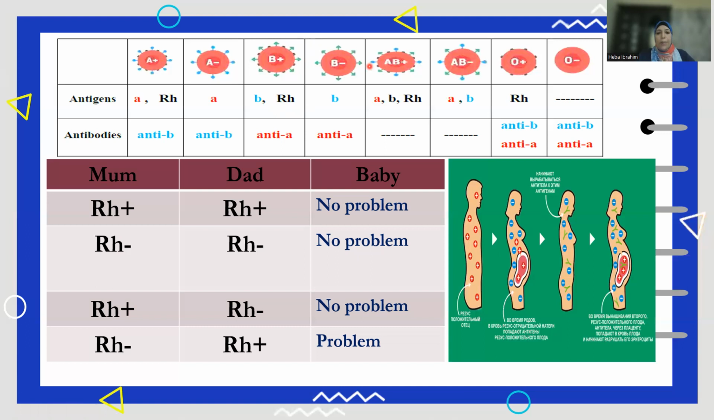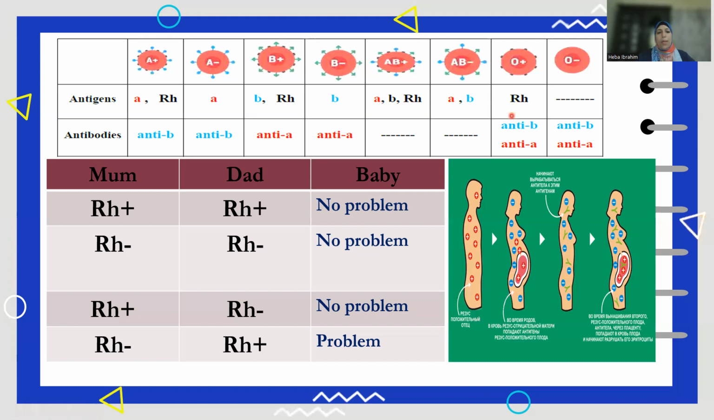So here, our universal donor will be O negative only. Why? Because O positive has Rh. O positive may donate blood to the positive groups only, but not to the negatives, because if it donates blood to the negative groups, anti-Rh will be formed.